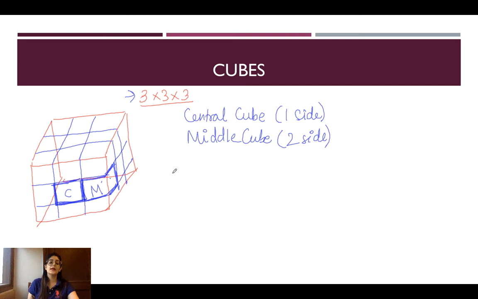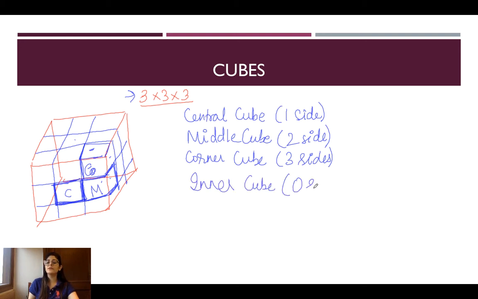Okay. Then I have the third category, which is a corner cube. Talking about this one, this cube is painted from this side, from here, and from here as well. So this is my corner cube and this is going to be painted from three sides. Alright. Lastly, there will be an inner cube that will come below this, in the center. There will be an inner cube which will not be painted at all. That means it will be painted from zero sides. So this kind of cube is called an inner cube.